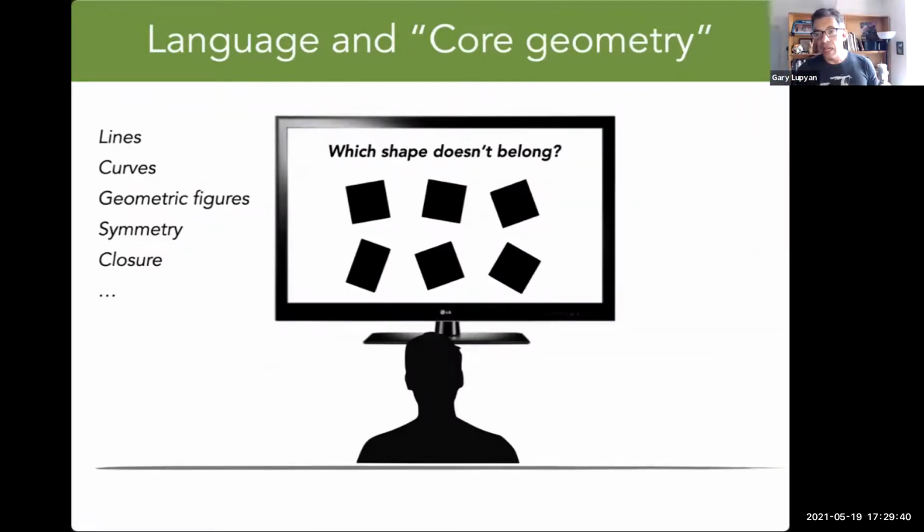What is the task? The task is an odd one out task, where participants see 6 shapes on each trial and have to pick out the one that doesn't belong.